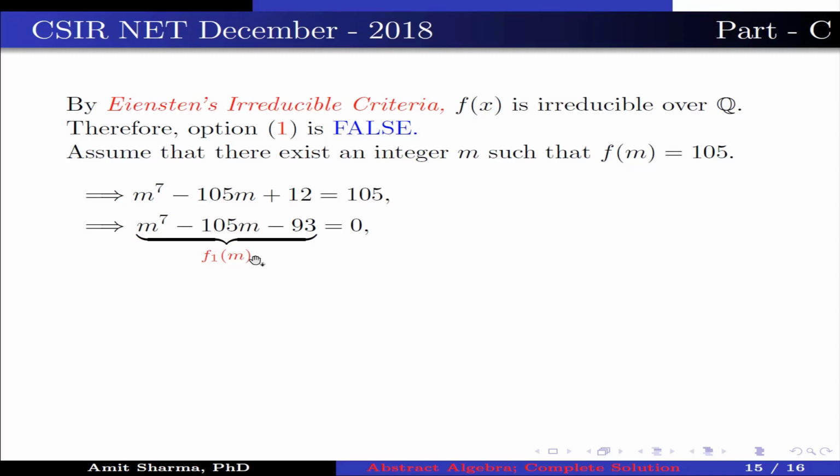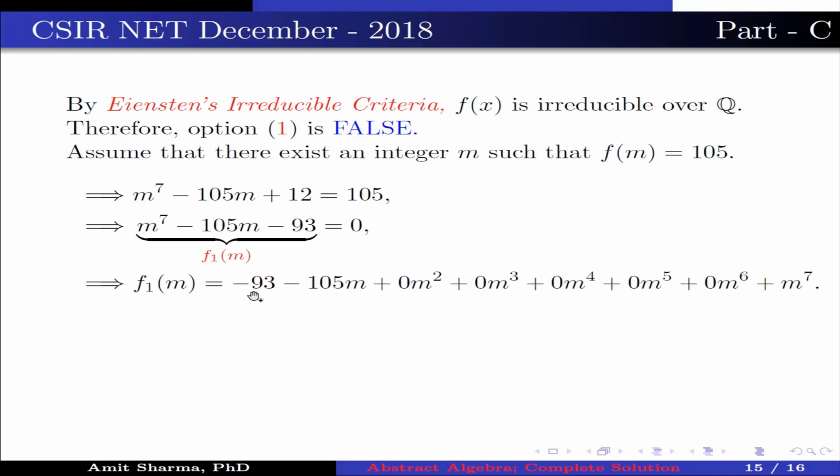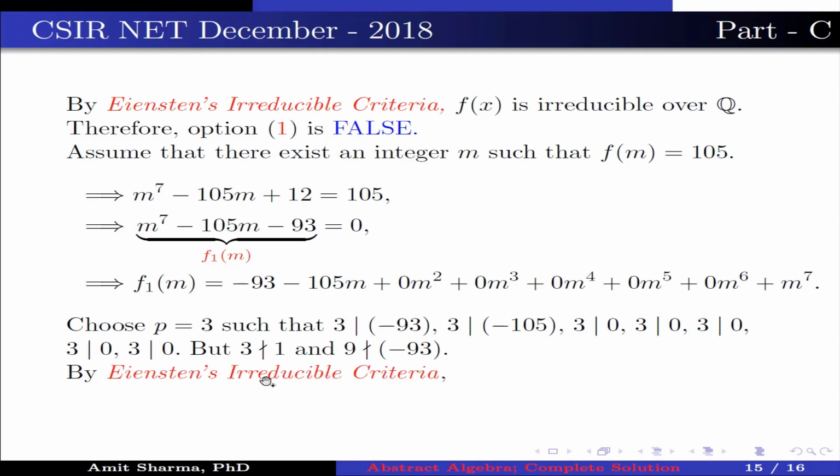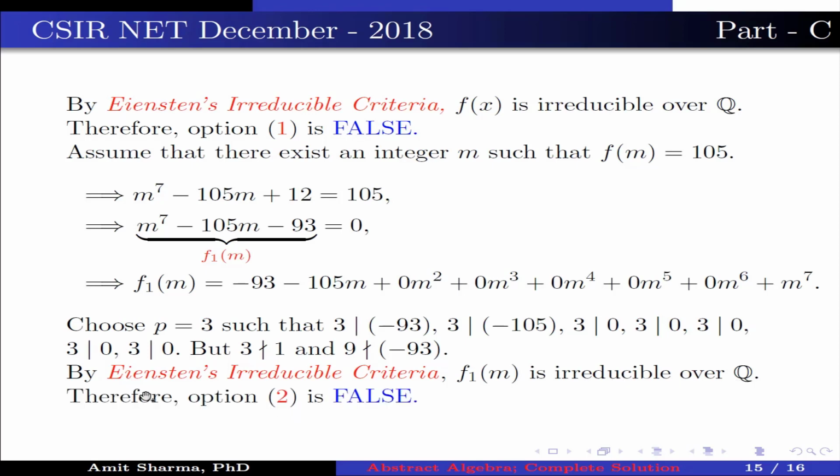Now complete the polynomial f1 of m. We get f1 of m is minus 93 minus 105m plus 0m square plus 0m cube plus 0m to the power 4 plus 0m to the power 5, 0m6 plus m7. Now choose p equal to 3 such that 3 divides minus 93, 3 divides minus 105, 3 divides 0, 3 divides 0, 3 divides 0, 3 divides 0 and 3 divides 0. But 3 does not divide 1 and 3 square which is 9 does not divide minus 93. Then by Eisenstein irreducibility criterion, f1 of m is irreducible over Q. Therefore, option 2 is false.